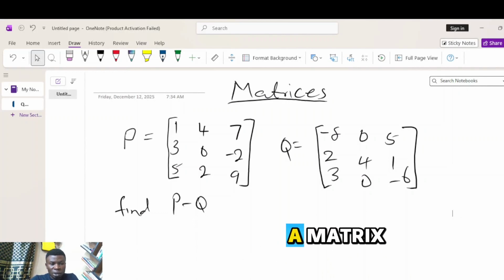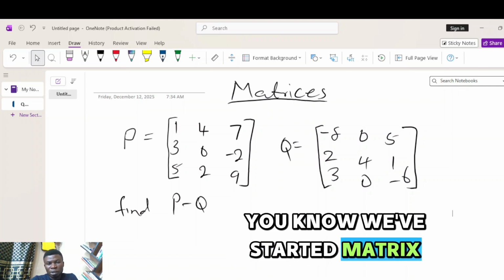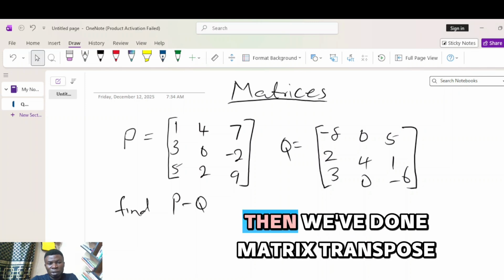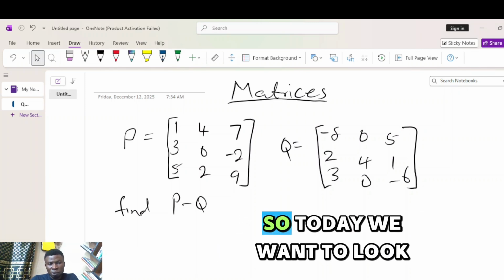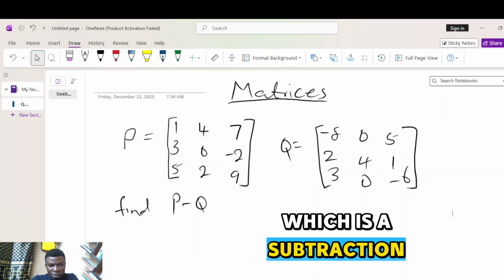Today, we want to look at matrix addition and subtraction. Of course, we've started matrix. We've done introduction to matrix, that is the basics. Then we've done matrix transpose. So today, we want to look at this particular matrix operation, which is subtraction.